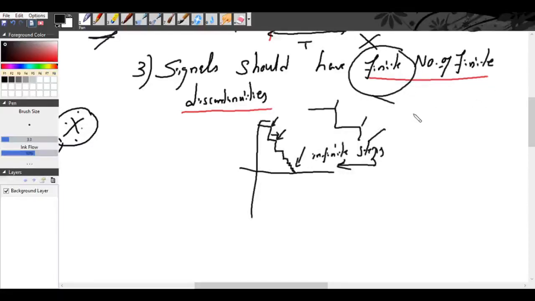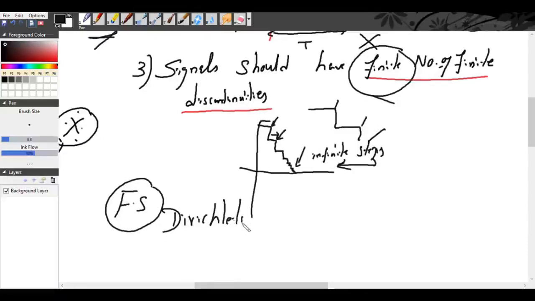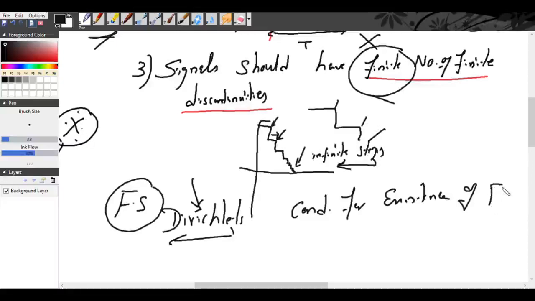So signals should have a finite number of finite discontinuities over the range of the period. Okay, so these are the three conditions necessary so that one can use the Fourier series for analysis. These are all the Dirichlet's conditions. He is a scientist, the one who found this. Or else they can ask you the question like this: conditions for existence of the Fourier series. Okay, thank you very much.